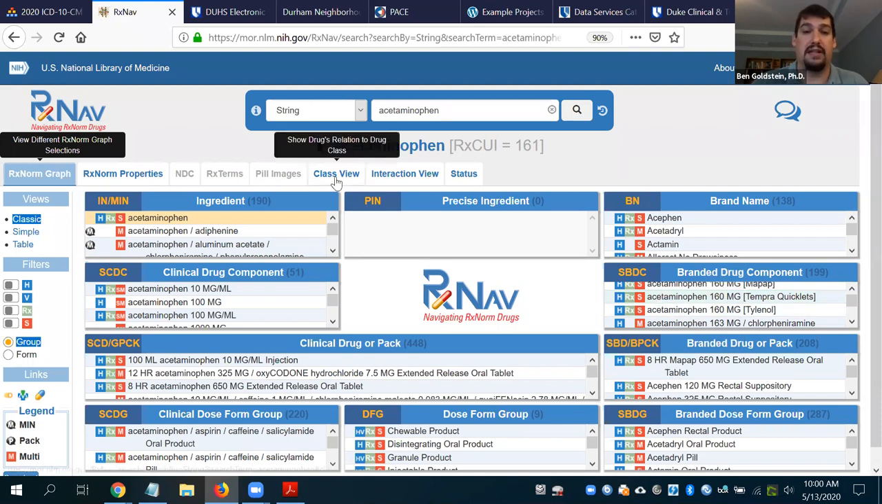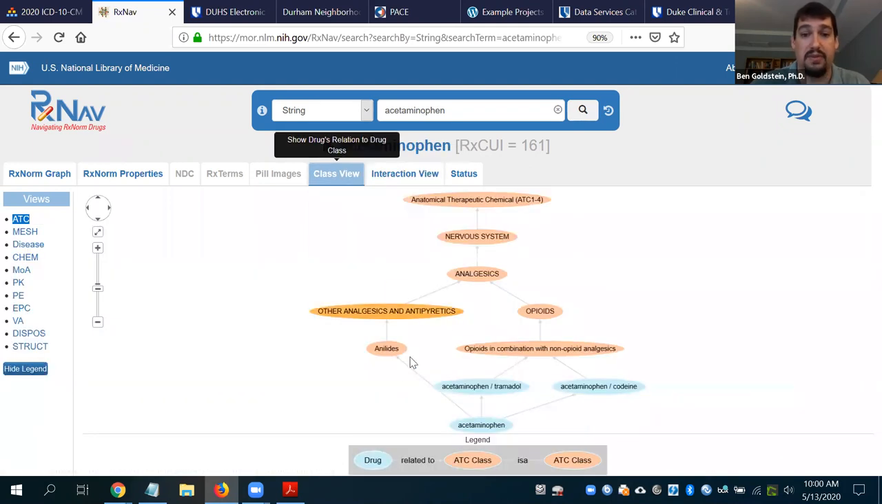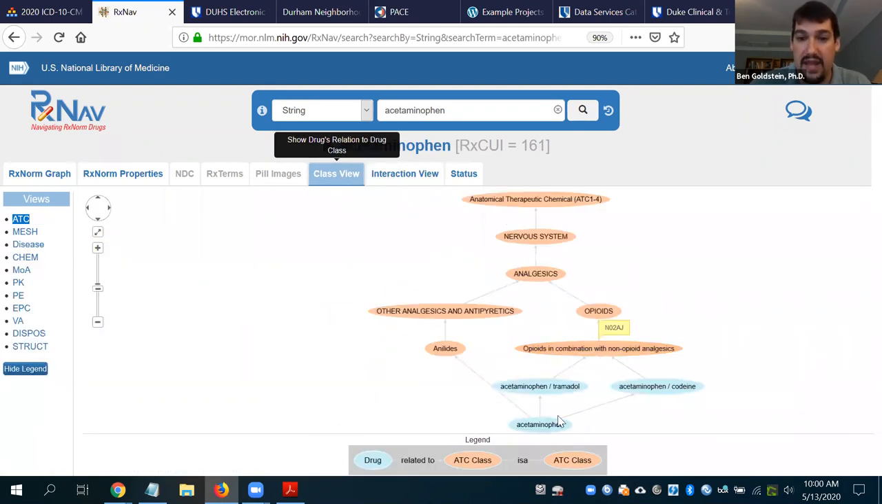We can also think about these within a hierarchical system, where we have acetaminophen. Acetaminophen is a class of analgesics, and we can look at data within the hierarchy. So if I wanted all analgesics, I can click into here. If I wanted all versions of acetaminophen or tramadol or acetaminophen and codeine, I can look in here as well. So again, there are different ways of thinking about these data within a hierarchical structure that will change depending on the research use or research question that you have in mind.